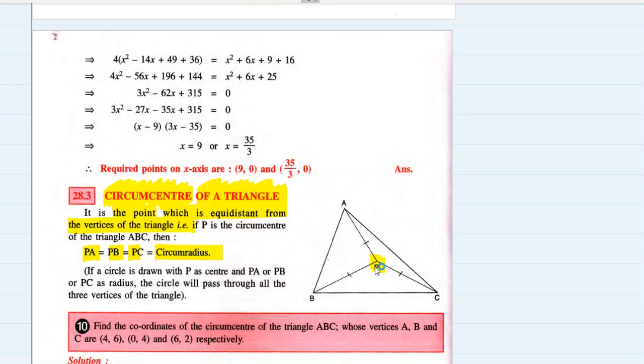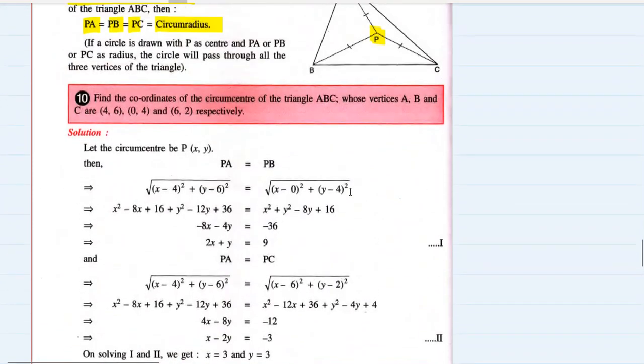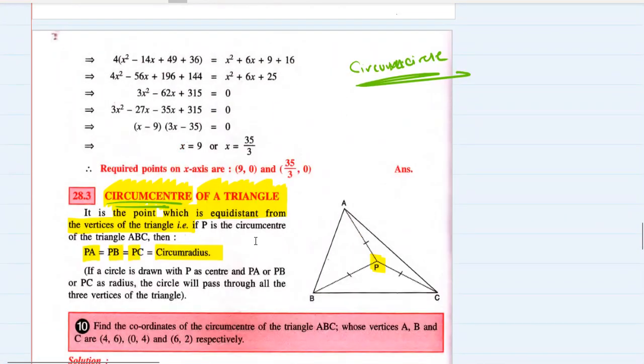So if you take P as center and if you take PA, PB or PC as radius and draw a circle, that circle will be called circumcircle. Circumcircle is a circle which passes through all the three vertices of a triangle. So this part is about the circumcenter, the center of such a circle, or the point which is inside the triangle and equidistant from all the three vertices. We will find the coordinates of circumcenter.